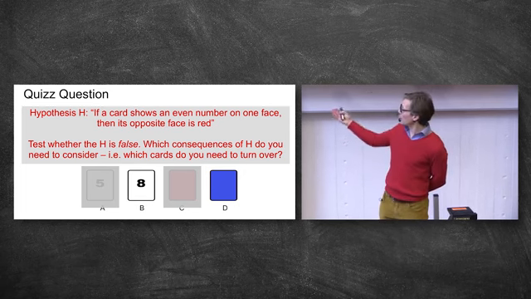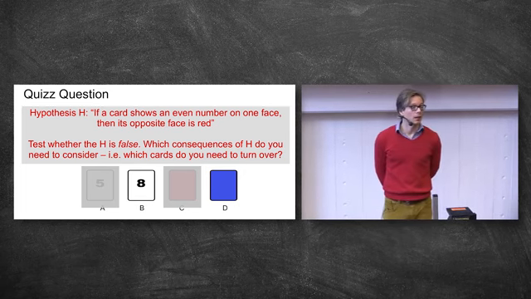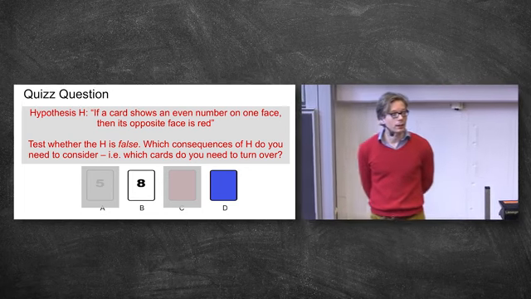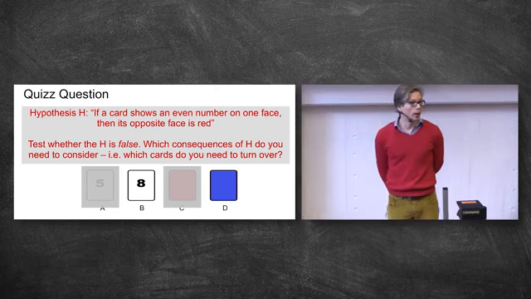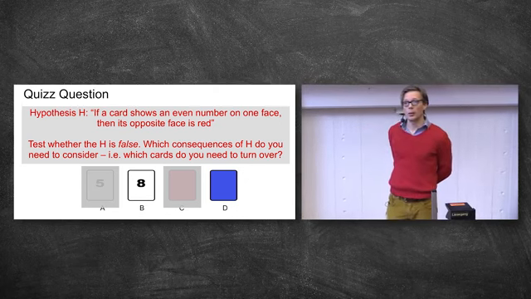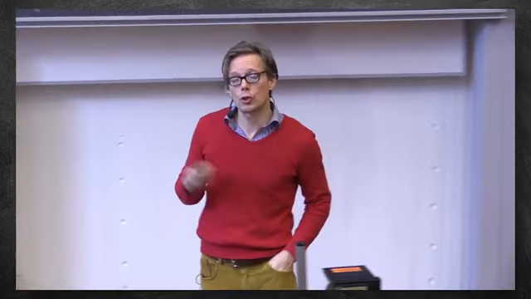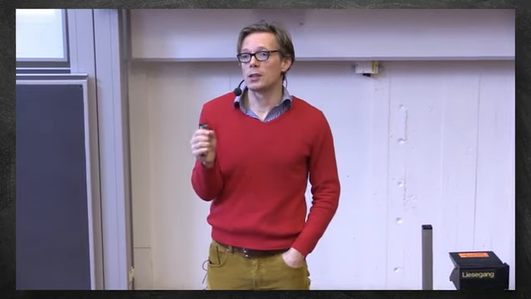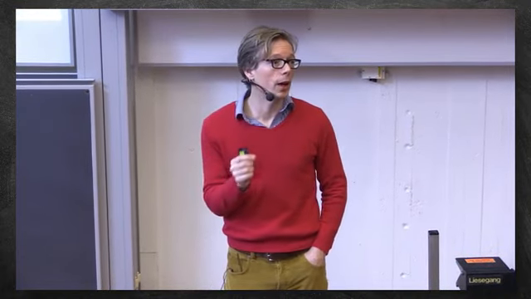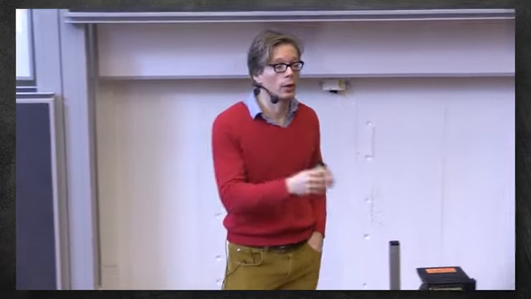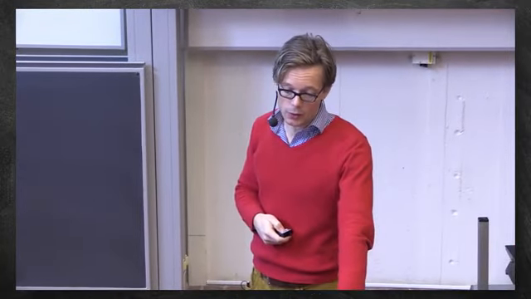As you said, if it shows red, then whatever is on the other side is fine. But if it doesn't show red, then you need to make sure that it doesn't have an even number on it, because that would show that this hypothesis is false. Therefore, you needed to flip over B and D. This was to show that often it's quite tricky to figure out what the right consequences are that you need to deduce from your hypothesis in the hypothetico-deductive method, in order to then argue that, for example, it is false or it cannot be false.